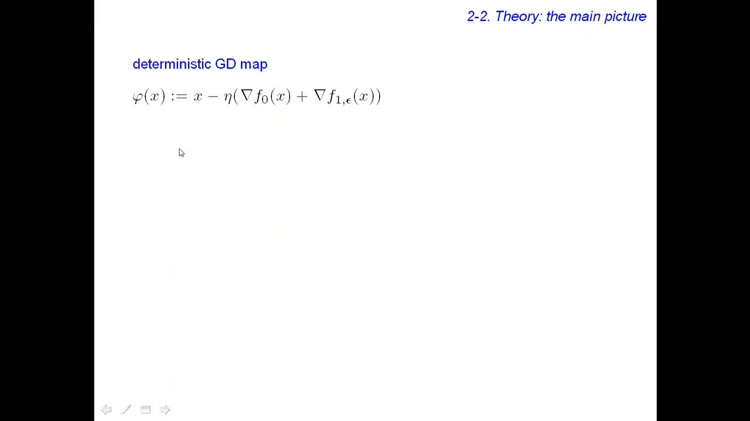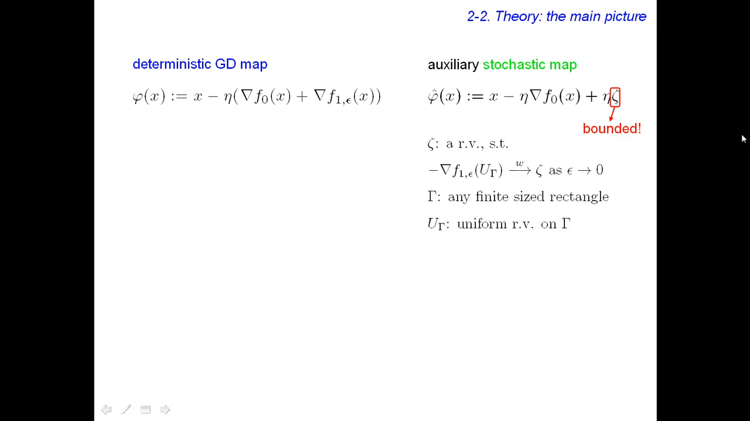So we are really just interested in the iterations of the gradient descent map, the deterministic map. But I'm going to be using an intermediate step. I'm going to be defining an auxiliary stochastic map on which I will leverage our analysis. So this stochastic map, denoted by phi hat, is almost the same as phi, except the microscopic gradient is replaced by this limiting random variable zeta. So let me remind you that zeta is really the weak limit of the microscopic gradient, evaluated at a uniform random variable as epsilon goes to 0.